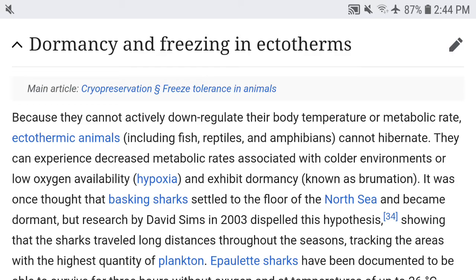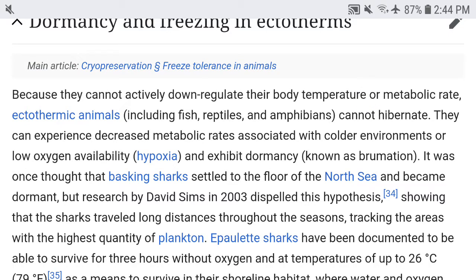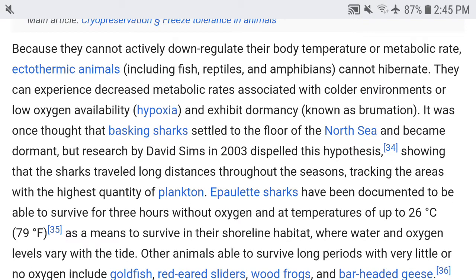dormancy known as brumation. It was once thought that basking sharks settled to the floor of the North Sea and became dormant, but research by David Sims dispelled this hypothesis, showing that the sharks traveled long distances throughout the seasons, tracking the areas with the highest quantity of plankton.